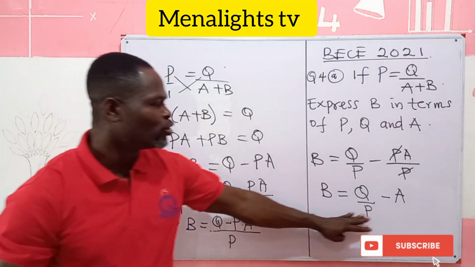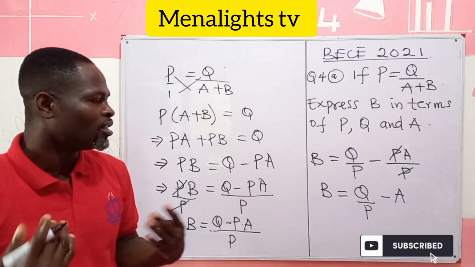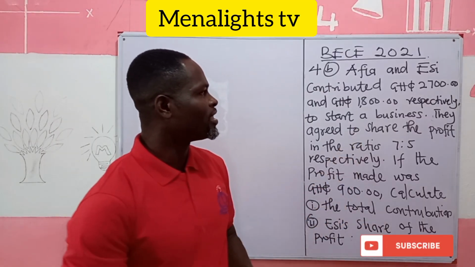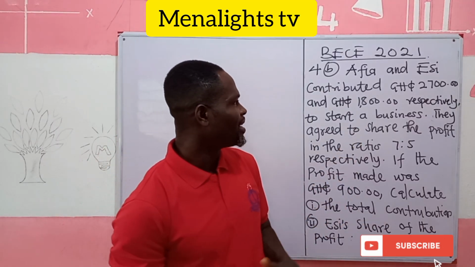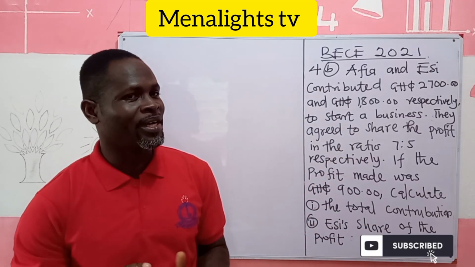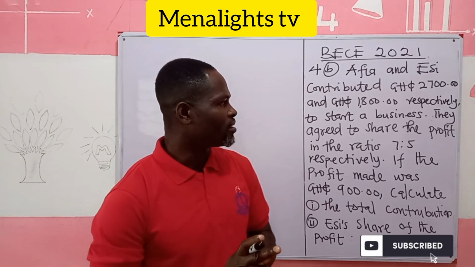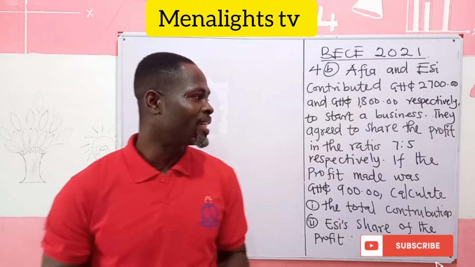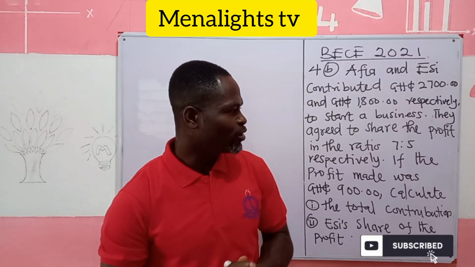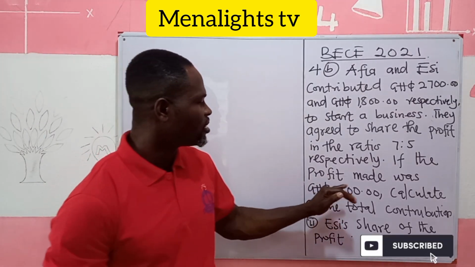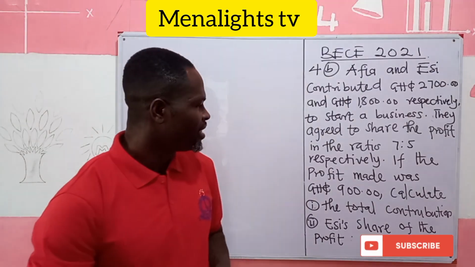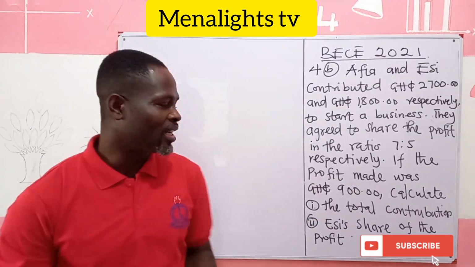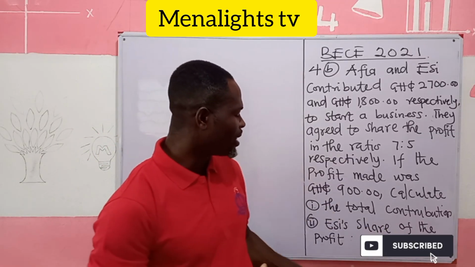So any of the two is correct. Both of them are correct. Question number 4b. Efia and AC contributed 2,700 and 1,800 respectively to start a business. They agreed to share the profit in the ratio 7:5 respectively as well. If the profit made was 900 cedis, then calculate the total contribution. That's the first one. And the second one, the AC share of the profit.